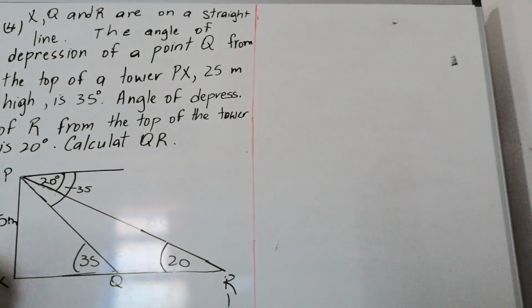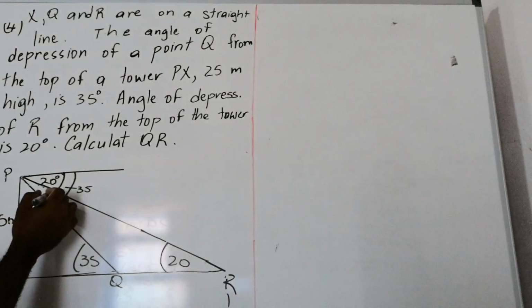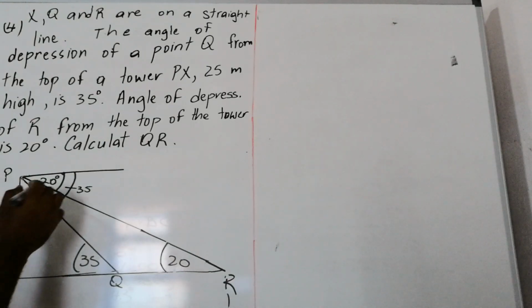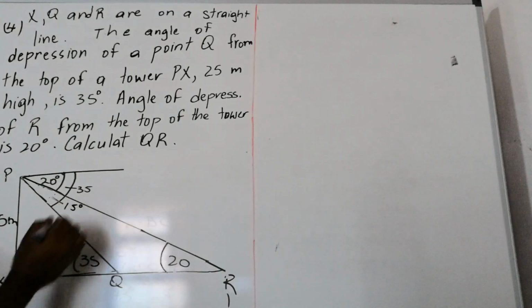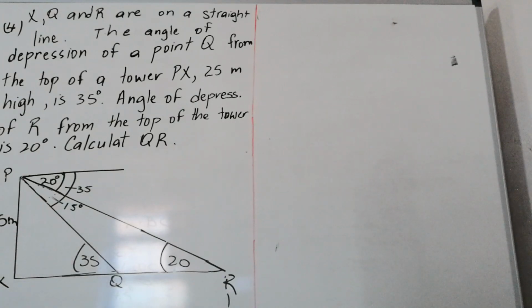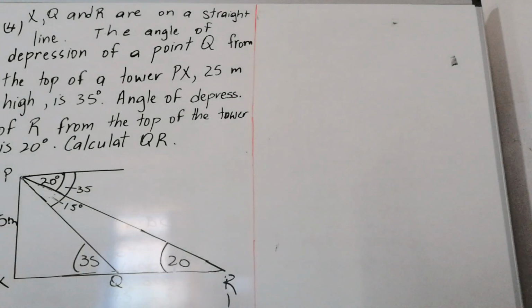So note that this angle here is 35 degrees and the angle here is 20 degrees. So it means that the angle between there will be 15 degrees. Let's just put in our 15 degrees here. So remember, QR is opposite 15. So what we need to know is the side that is opposite 20. And then we could use our sine rule to work that.